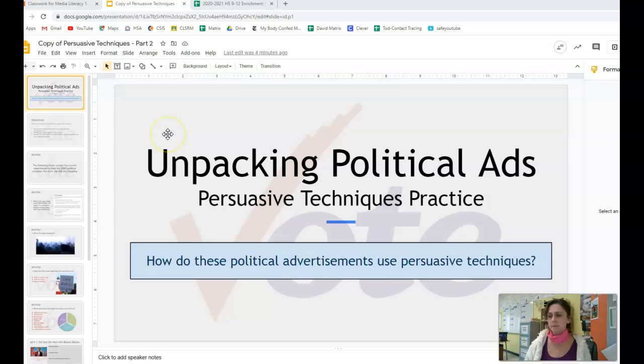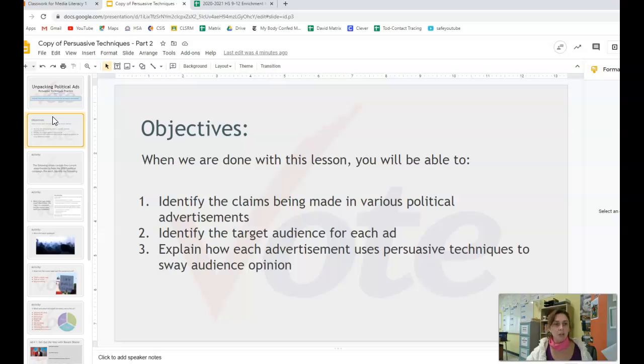So the assignment you're going to work on, and I'm going to give you 2 days to work on this. It's called Unpacking Political Ads. And the question overall you're going to ask yourself is, how do these political advertisements use persuasive techniques? So our objectives are, when we are done with this lesson, you will be able to, 1, identify the claims being made in various political ads. 2, identify the target audience for each ad. And 3, explain how each advertisement uses persuasive techniques to sway an audience's opinion.